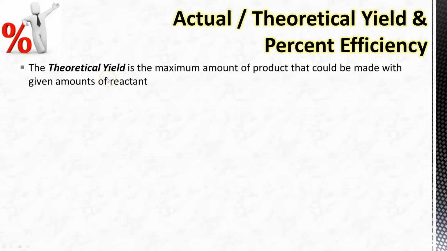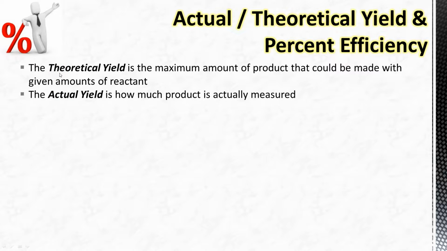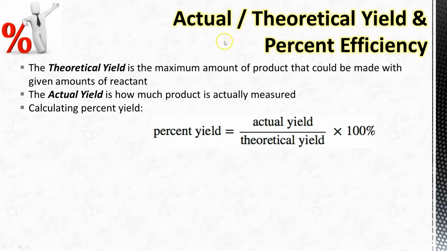Theoretical yield is the maximum amount that could possibly be made. The best cook, the best chemist in the world could not get higher than theoretical. Actual yield is how much is actually measured after you've lost things. You dropped an egg, some of it was stuck to the pan, some of it was stuck to the fork, you couldn't get it off. You calculate the percent yield by doing the actual divided by the theoretical times 100.